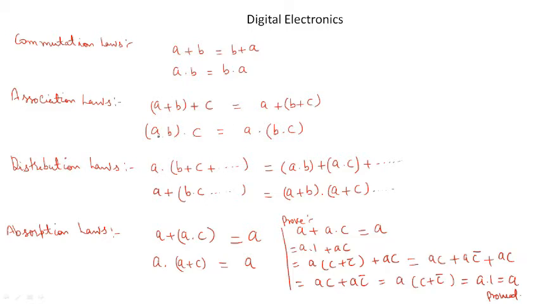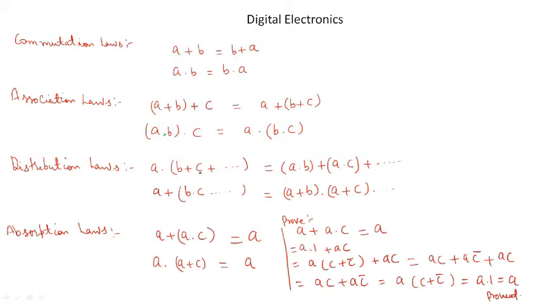Similarly, in the multiplication case, A dot B in brackets dot C can be written as A dot B dot C in brackets. So in both cases the output will remain the same. Next are the distribution laws.